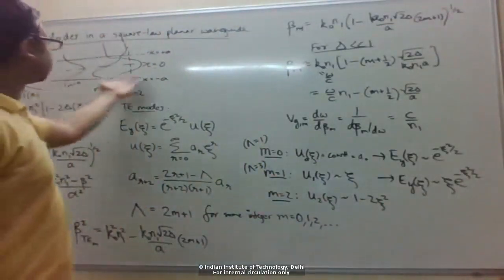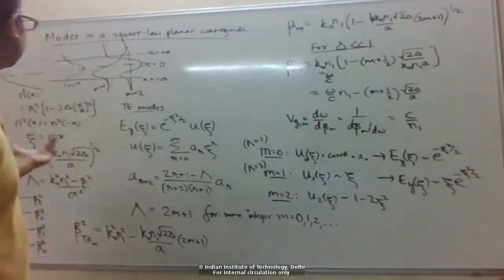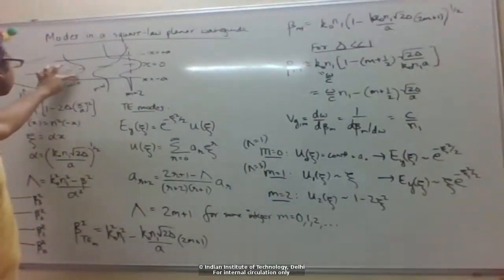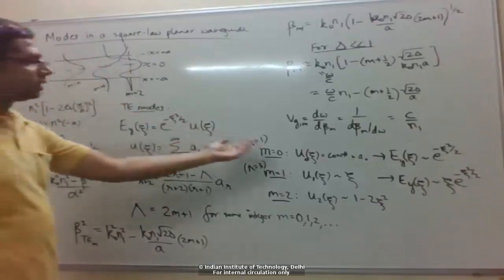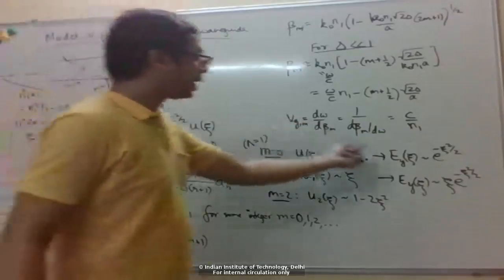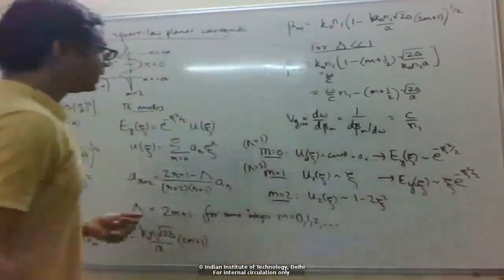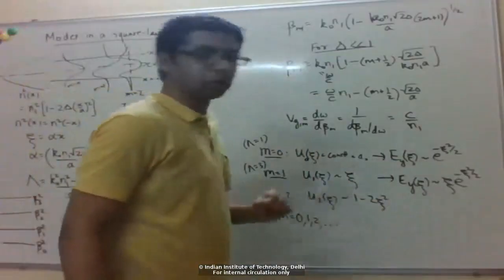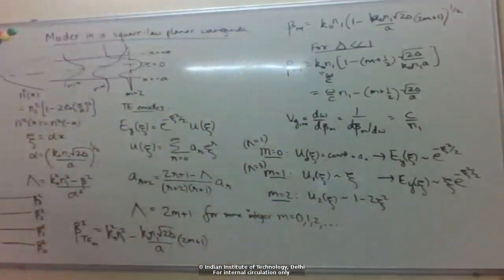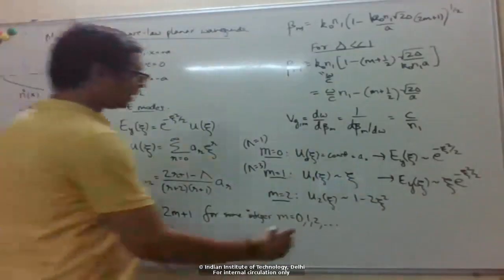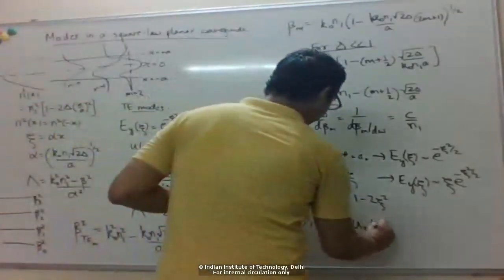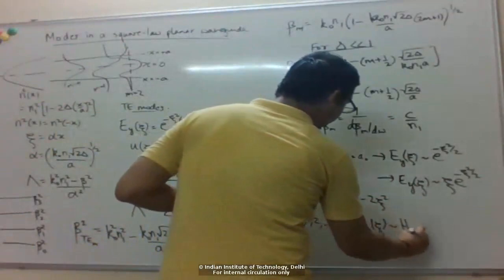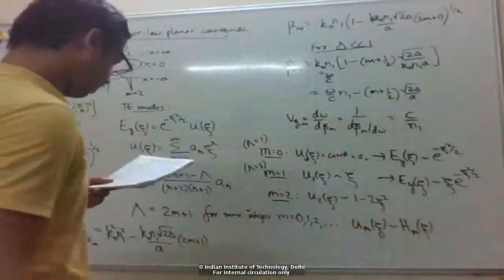So the mode shapes are similar to what we get even for step index, except that the functions are different. For the step index, you got sinusoidal functions in the middle and then exponentially decaying functions outside, but now we get these Gaussian functions multiplied by these polynomials. And these polynomials u0, u1, u2 are called Hermite polynomials. So u_m of psi is basically just the Hermite polynomial of order m, denoted as H sub m.